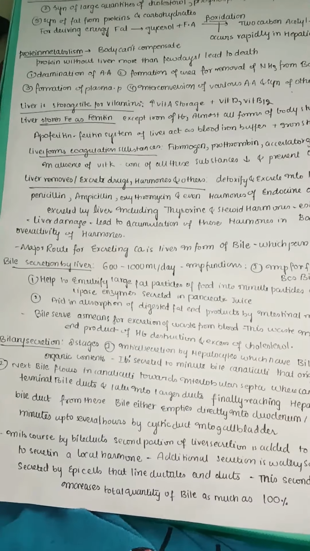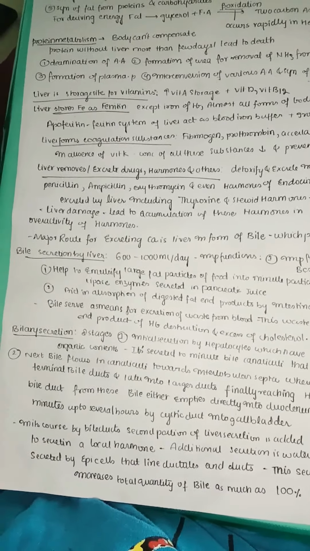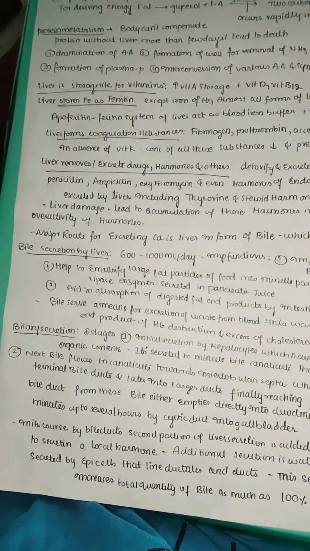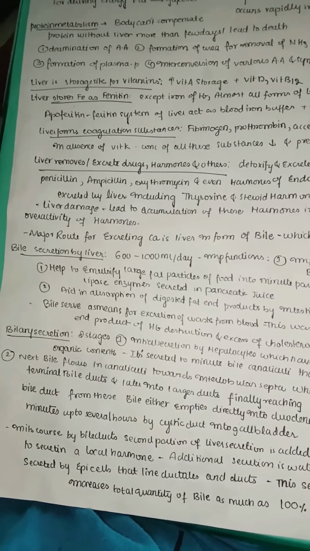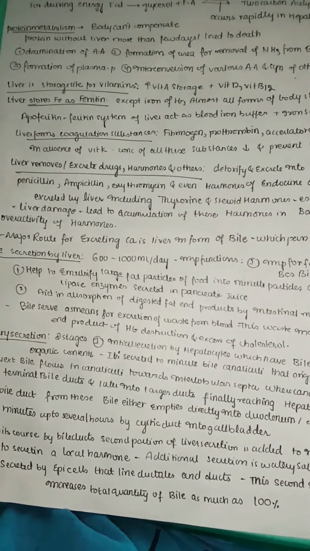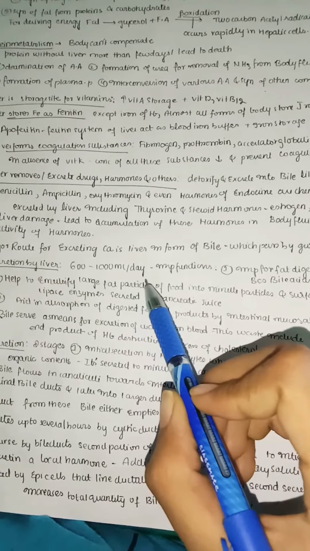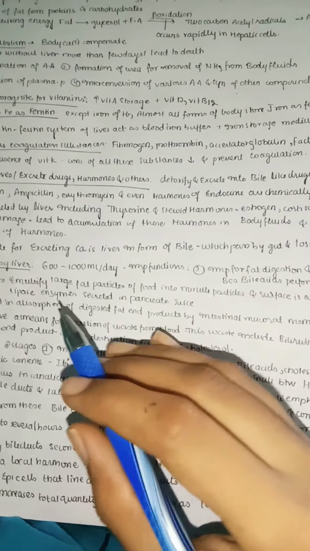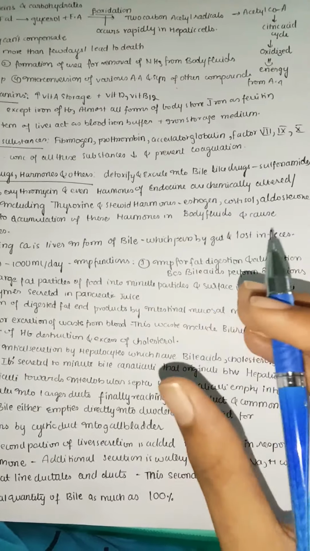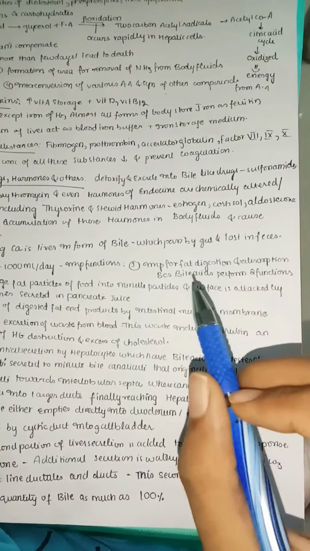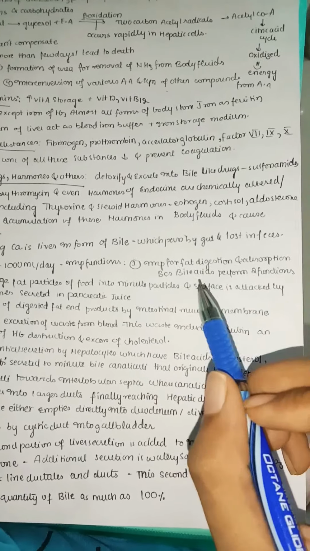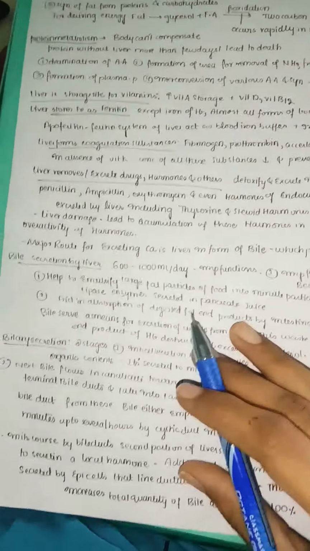So now we are saying the bile is very important. So how this process goes on, let us see the bile secretion by liver. About 600 to 1000 milliliters per day of bile is produced, and its important function is fat digestion and absorption, because bile acids perform two important functions.